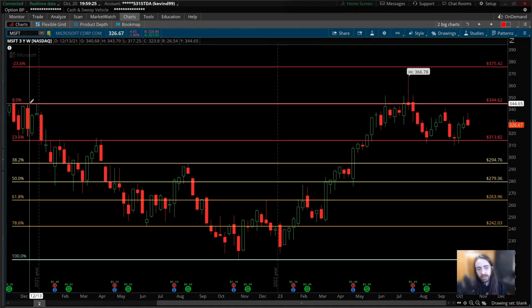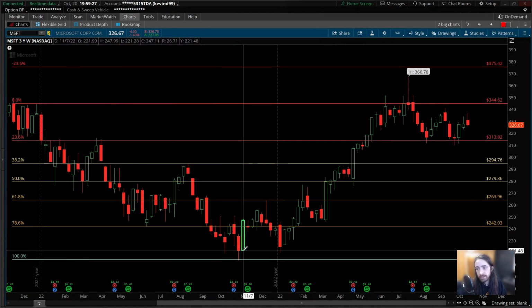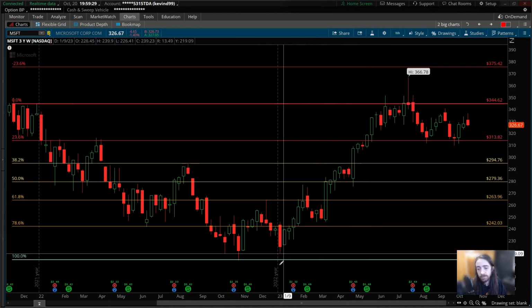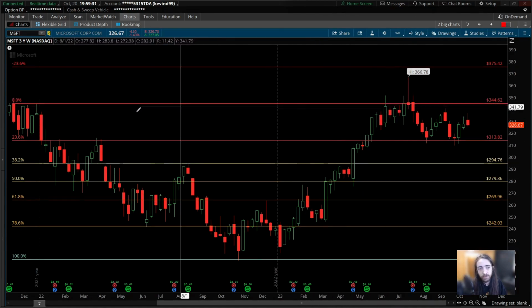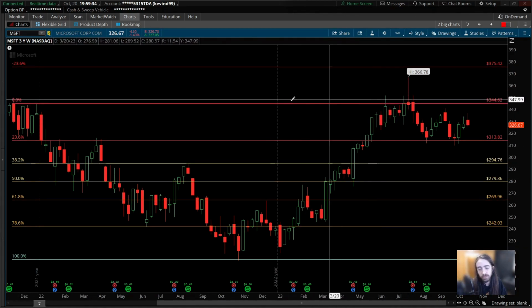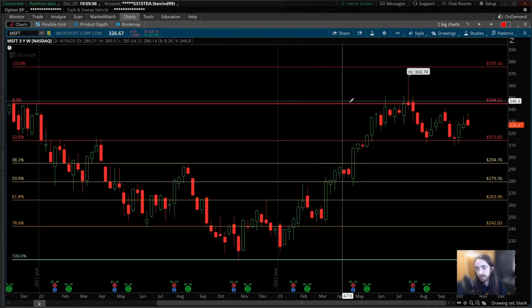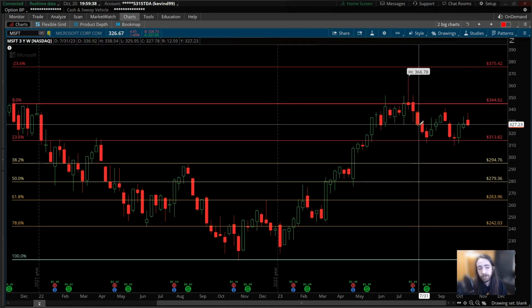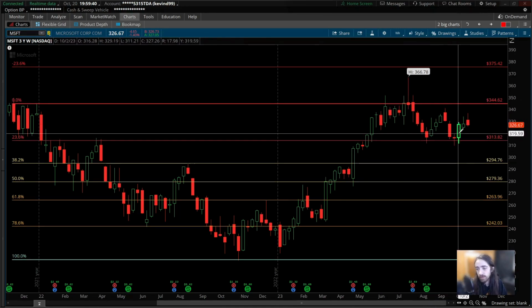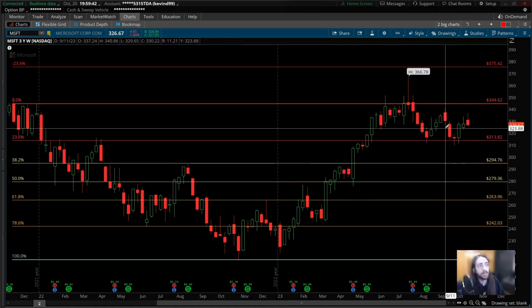On Microsoft, we had a really strong downtrend last year, and then this year we had a nice strong uptrend. We almost completely engulfed the whole sell-off, right? We did once we came back up to the 0 line on the Fibonacci retracement. Now we pulled back, and we are currently holding that 23%, which is a strong area.